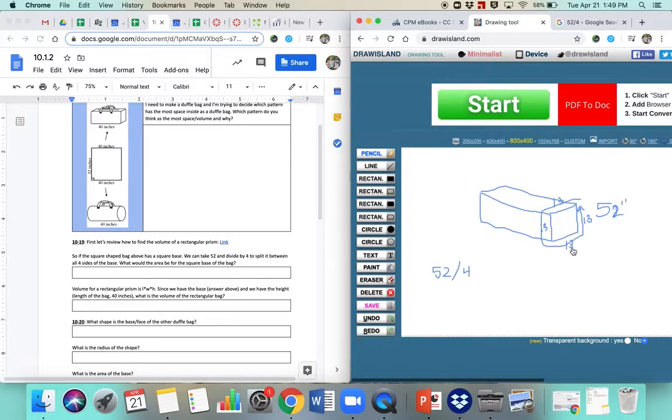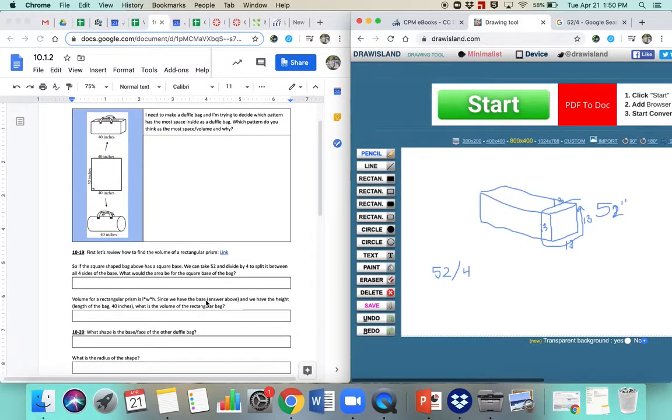So now that I know 13, 13, 13, 13, what is the area for this square base? Volume for a rectangular prism is length times width times height. So now since you have the base, you can now multiply by the height, which we know is 40, and answer the question: what is the volume of the rectangular bag?